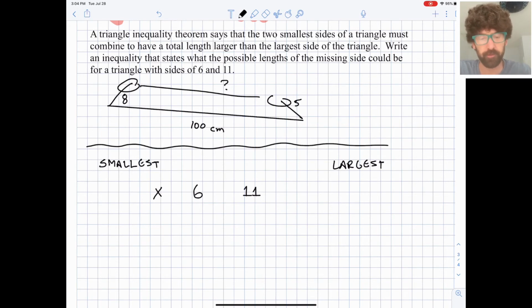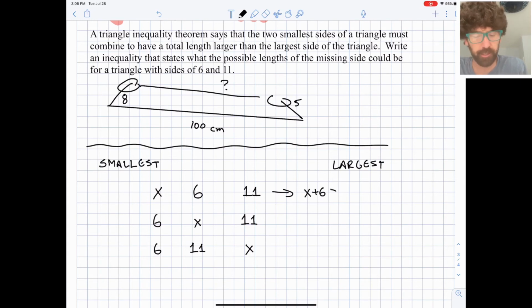So I'm going to write them in order using our 3 different possibilities. We have a second possibility looking like that, and then the final possibility looking like that. So as we order the possibilities from small to large, it could be x, 6, 11, or 6, x, 11, etc. Okay. So what the triangle inequality theorem says is that the sum of the 2 smallest sides has to be larger than, it can't be equal to, it has to be larger than the largest side. So we can write some inequalities here.